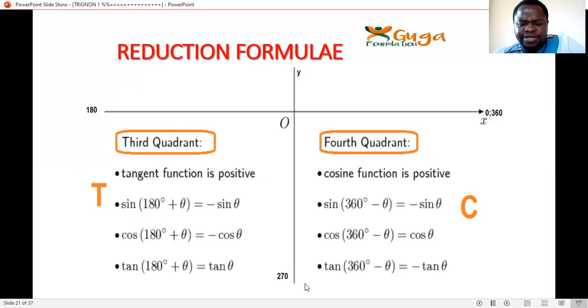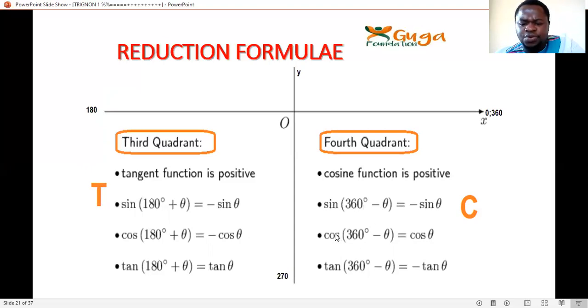So now let's look at the fourth quadrant. Here you've got 270. Cos is positive in the fourth quadrant. Now sine of 360 minus theta, which quadrant? Fourth quadrant. Is sine there positive or negative? It's negative. So is it a cofunction or not? It's not a cofunction. It will be the same.